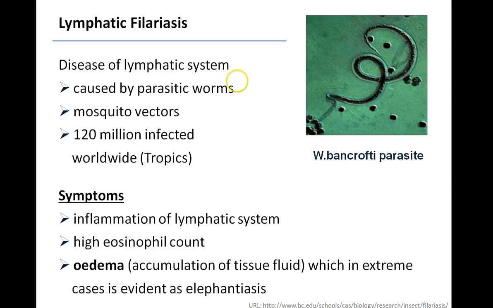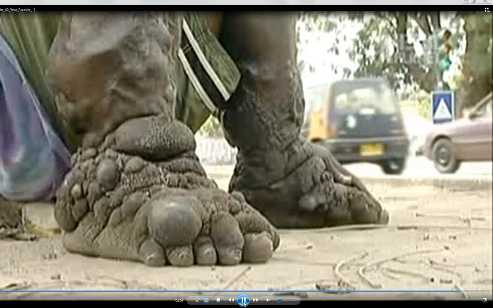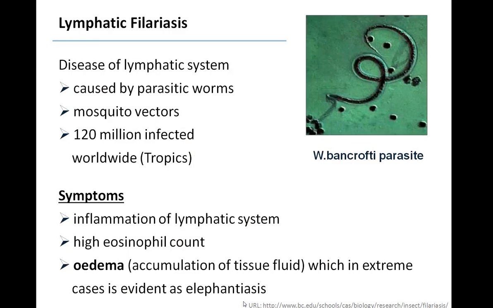And I'll just briefly show you a few images of that condition. I'll show in particular how it can grossly distort structures of the body. So this video here is showing a sufferer of lymphatic filariasis where the condition has progressed to elephantiasis. So that condition was caused by the presence of this parasitic worm blocking the drainage of tissue fluid.